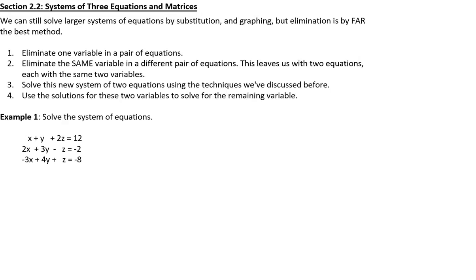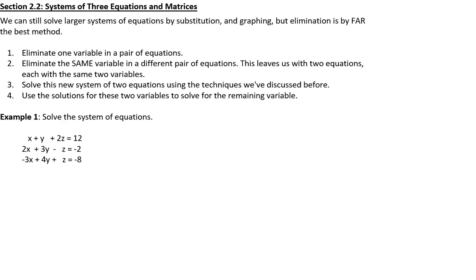Our goal when we're using elimination for a system of equations with 3 or more variables will be to eliminate one variable from a pair of equations, and then we'll try to eliminate the same variable from a different pair of equations. This should leave us with 2 equations that involve only 2 variables, so it goes back to the same type of problem that we've been working on before. Once we've solved for those 2 variables, then we can work backwards and solve for the final missing variable.